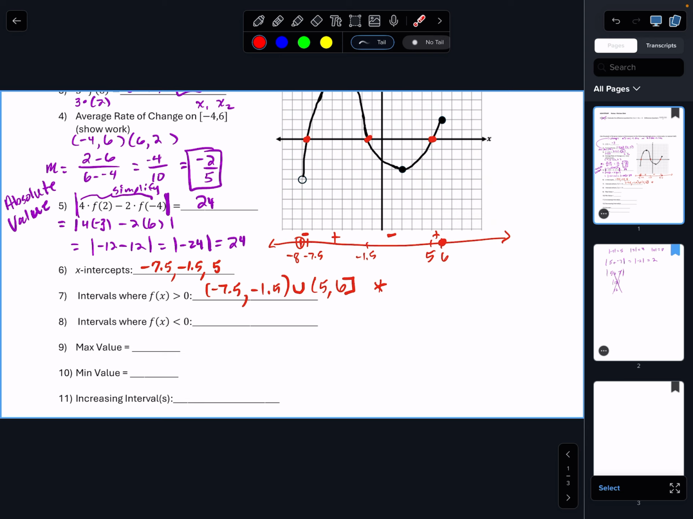Negative 8 acts as a boundary, but we cannot include it because it's not even a value in the domain. So it starts from -8 and goes to -7.5. It's negative on that interval. And then union, it's negative 1.5 to 5. And those are parentheses. The -7.5, -1.5, and 5 are all x-intercepts, and we'd always use parentheses on those. But that -8 is interesting because it's something that we haven't really seen before.